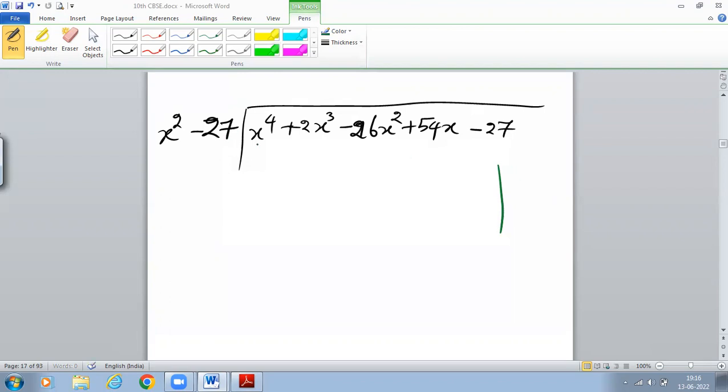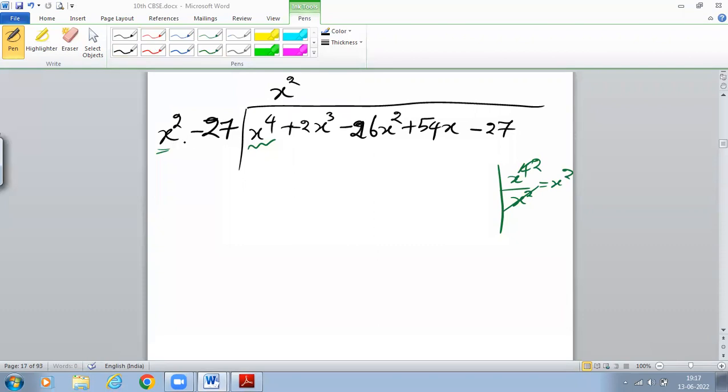First, we always divide the first term of the dividend. This is the dividend, which is inside, and this one is the divisor, x square minus 27. In the dividend, the first term is x power 4. That has to be divided by the first term of the divisor, x square. x power 4 divided by x square means 4 minus 2 is 2, so we got x square. This x square we write at the quotient place.